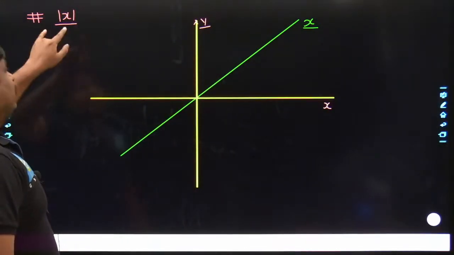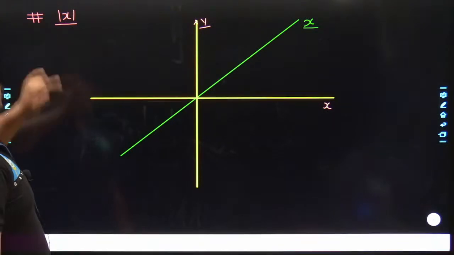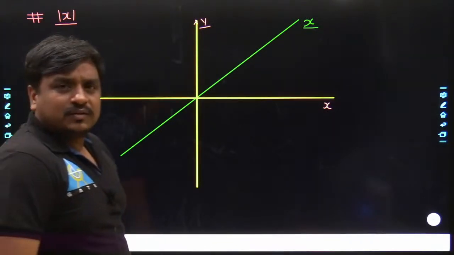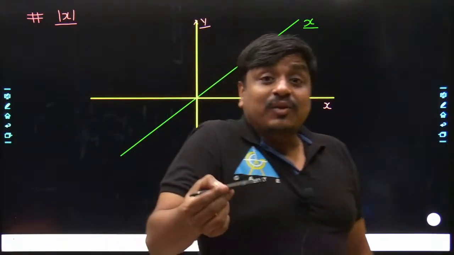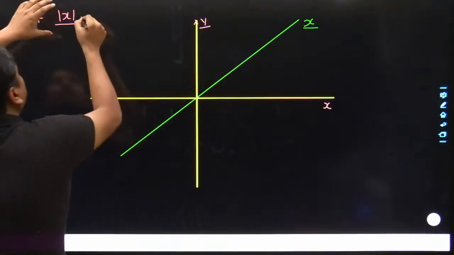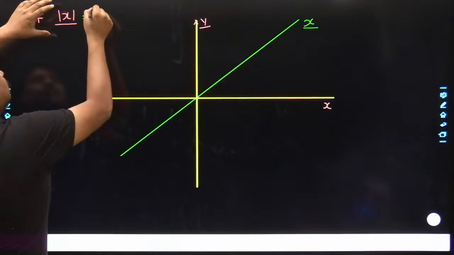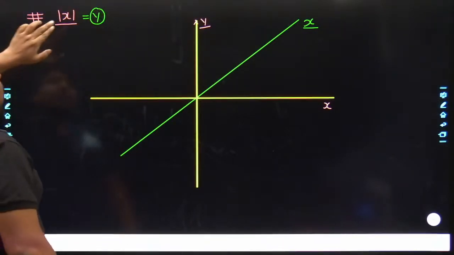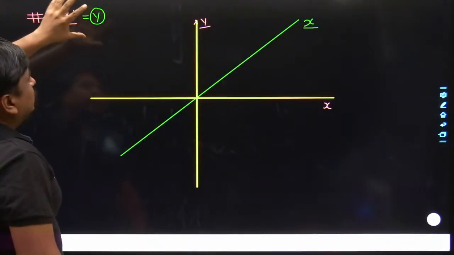But specifically in this problem, we are focusing on the modulus of x. What does it mean by the modulus of x? You can write mod of x is equal to y. One thing is quite sure, the y can't be negative because y has been the modulus of x. Keep in mind, if y can't be negative, what does that mean?